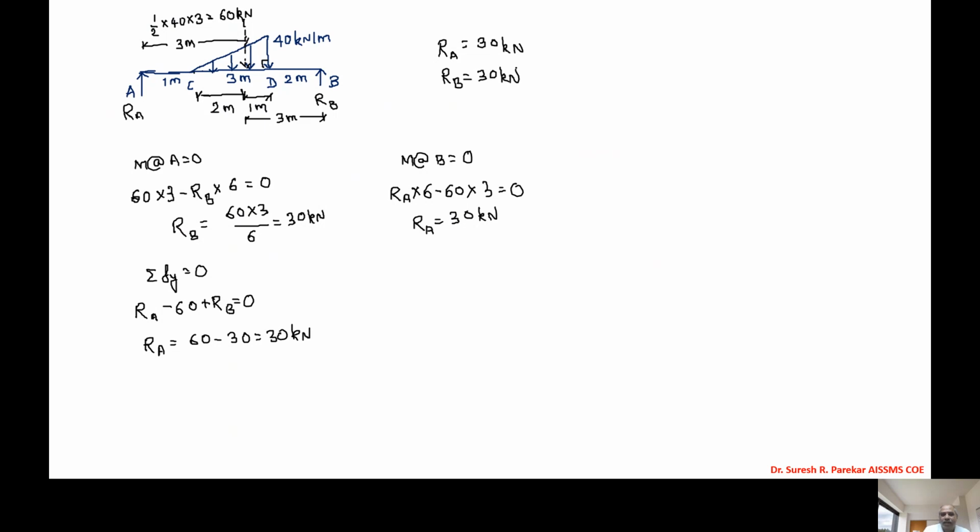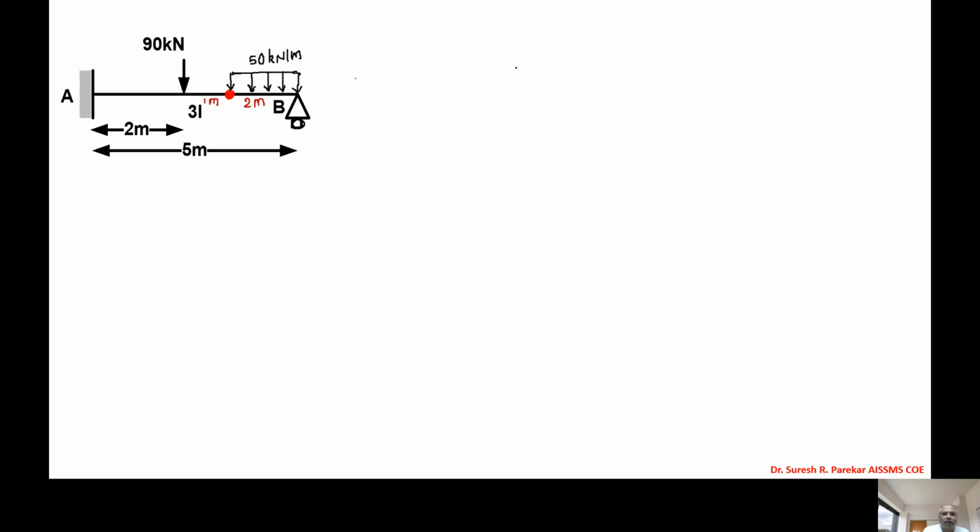Now these are the simple problems. Now I will go with the problem where we have an internal hinge. Now you can see we have this as an internal hinge.